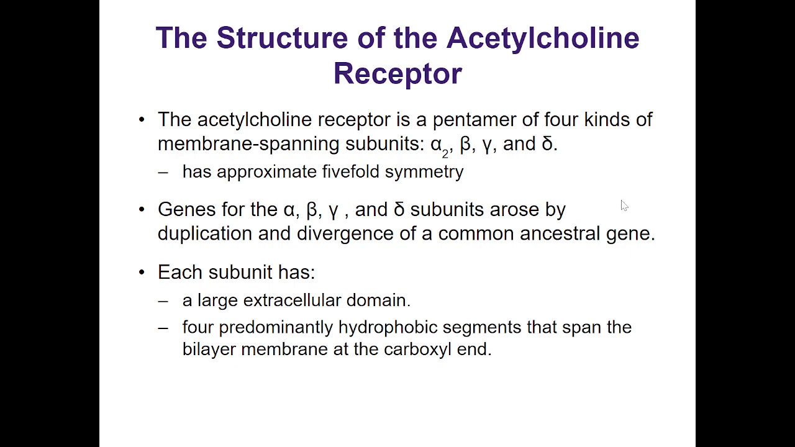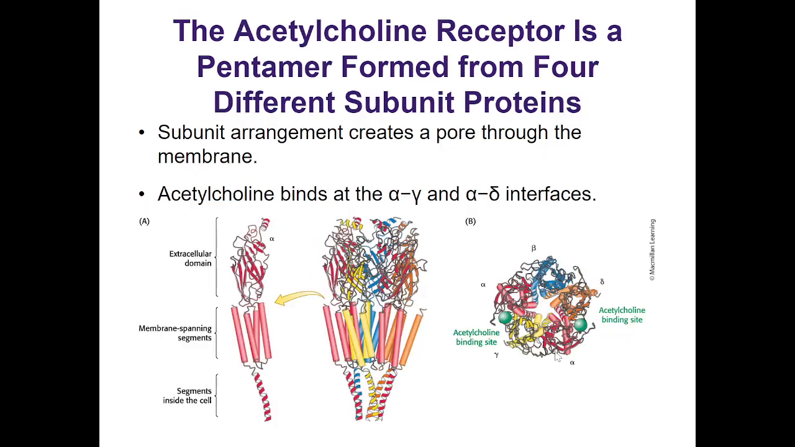The genes for the alpha, beta, gamma, and delta subunits are going to arise by duplication and divergence of a common ancestral gene. Each subunit is going to have a large extracellular domain and 4 predominantly hydrophobic segments that span the bilayer membrane at the carboxyl end. This is what this looks like. Over here's where your key is, by the way. So this is looking down it. This is the easiest place to see all of your 5, okay?